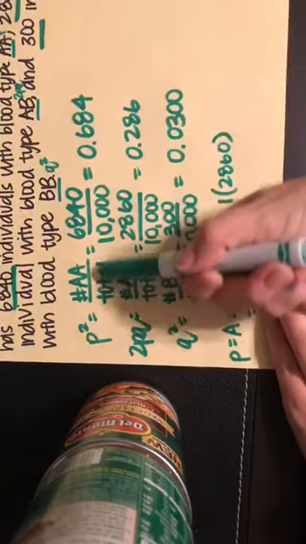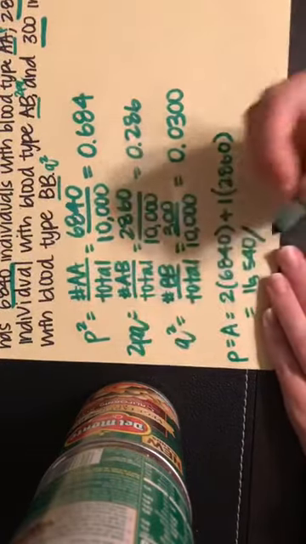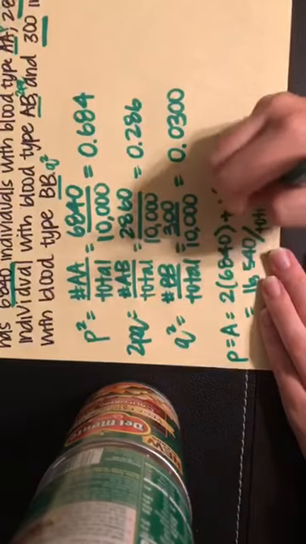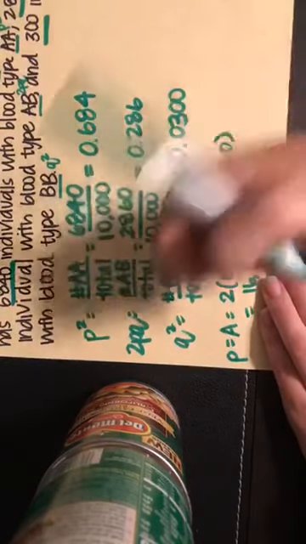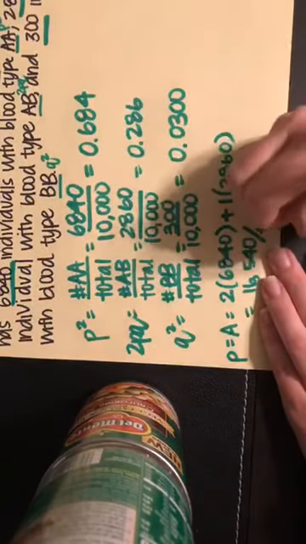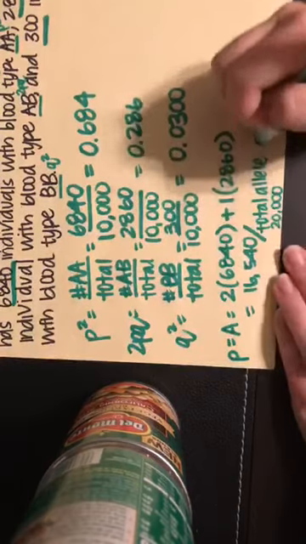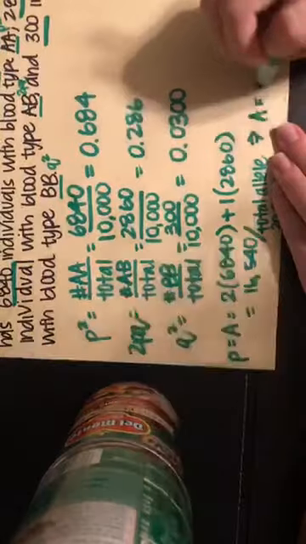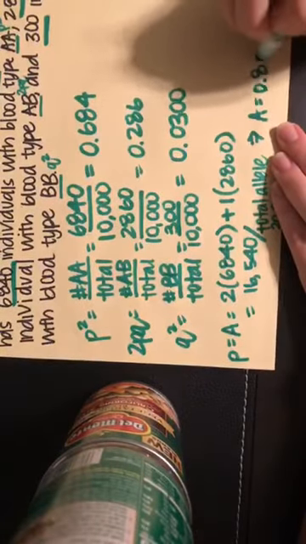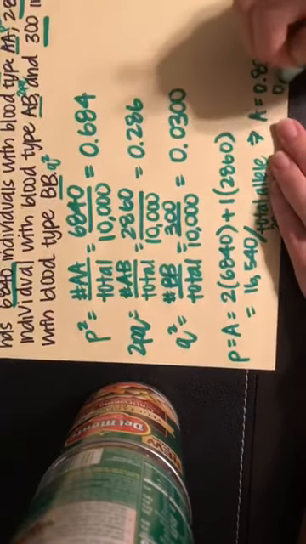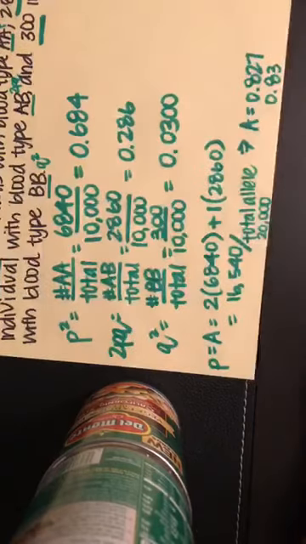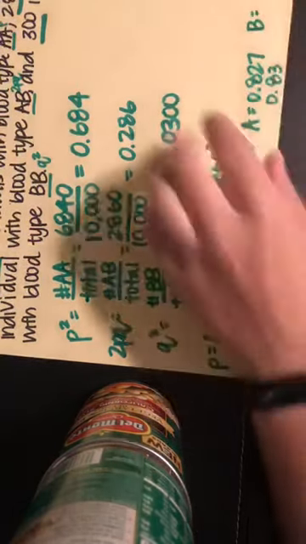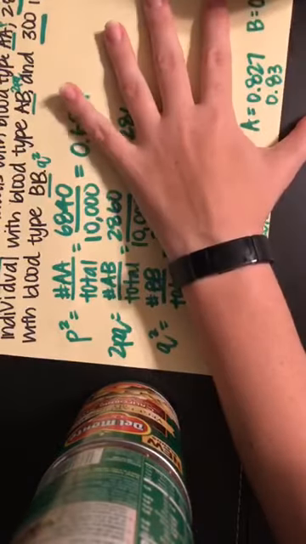Okay, so you're going to divide by the total number of alleles. Before, we were dividing by the total individuals. Now we're doing it by the total alleles, which, since I have 10,000 individuals, is going to be 20,000. So when I solve this, which I ran out of space, A is going to equal 0.827. You could actually round that to 0.83. If you wanted to take the shortcut on this, you could say that B is just going to be 1 minus this value, so 0.17.